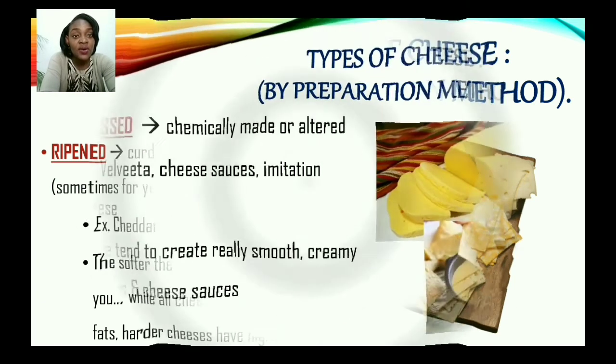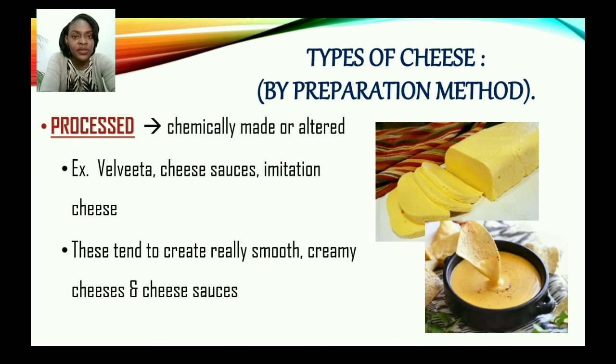Good. Now, the next category that we'll be looking at is processed cheese. Processed cheeses are chemically made or altered. Examples are Velveeta, cheese sauces, and imitation cheese. These tend to create really smooth and creamy cheeses and cheese sauces.